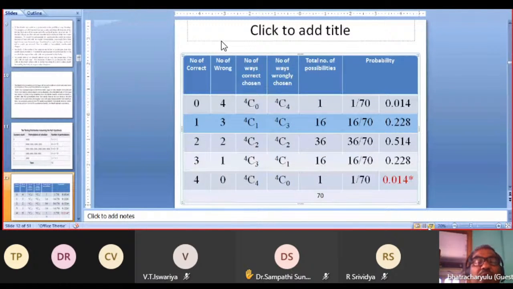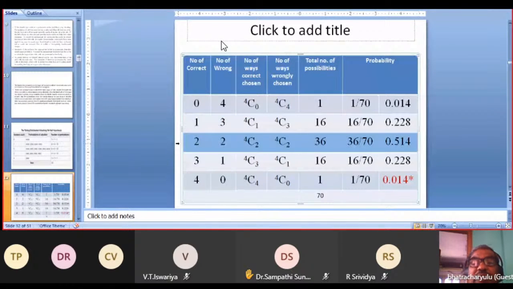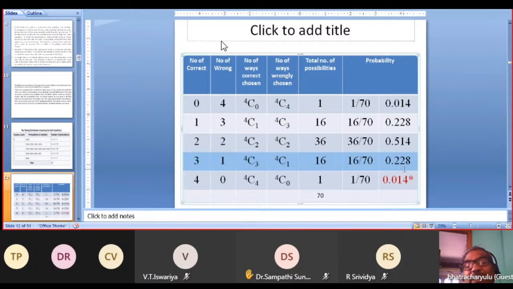So based upon one correct, you cannot claim it. When two correct answers, there are 50-50 chances, almost 50%. So with only a 50% chance, how can we say that she has discriminating power? So it is ruled out. Now three correct answers, the probability is 22%. Still, it is more than the type 1 error. Therefore, you cannot say.